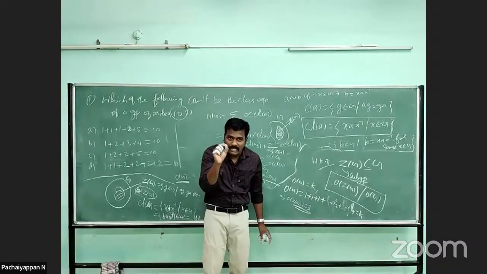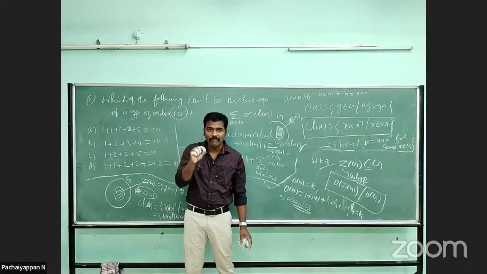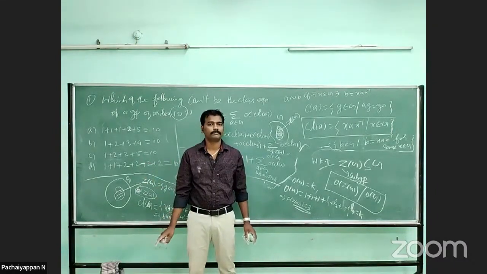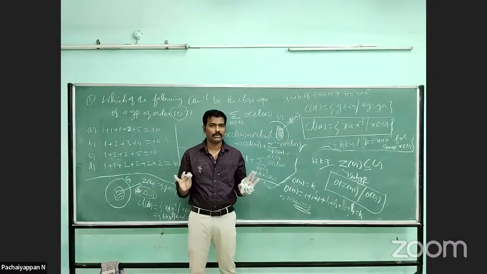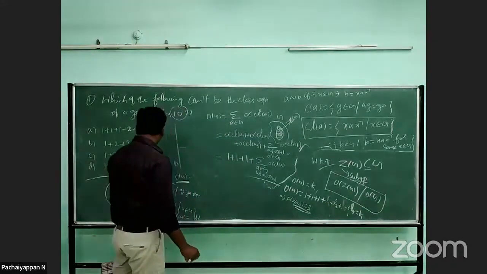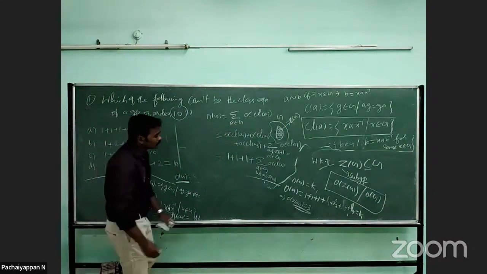How many ones are there when they write the class equation? That many elements exactly, precisely, in the center of G. Is it clear? Yes, sir. Okay. Now we have to move to the problem. What is our conclusion?